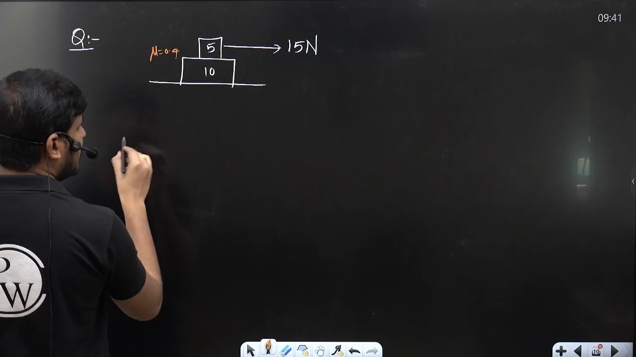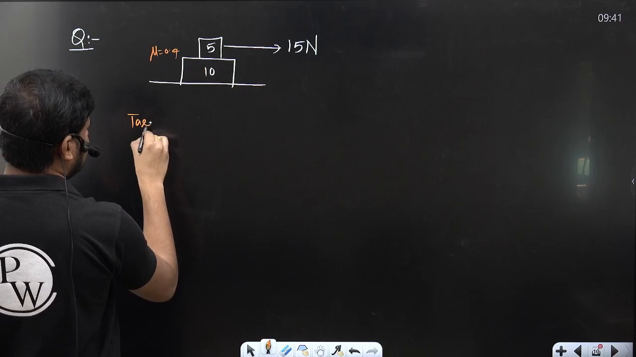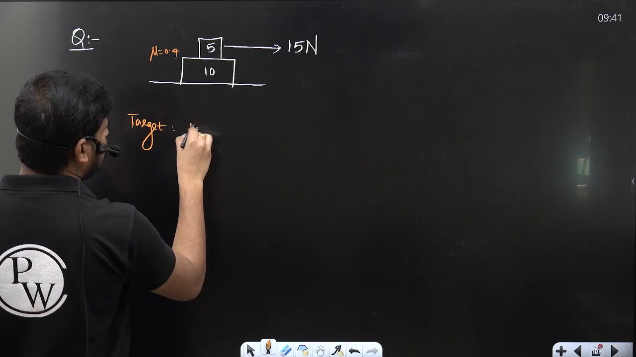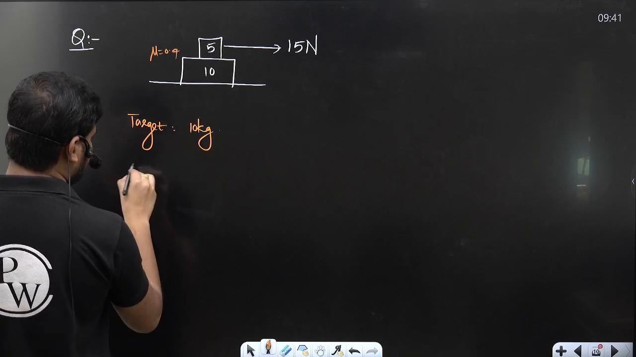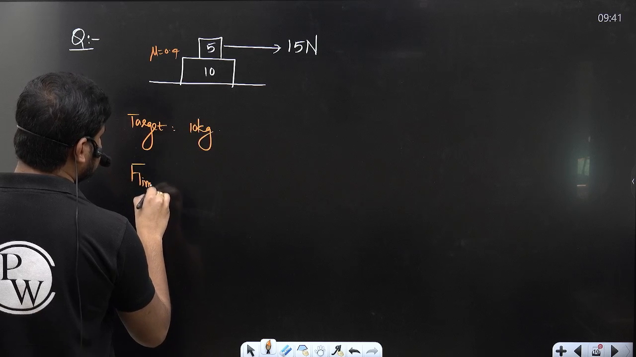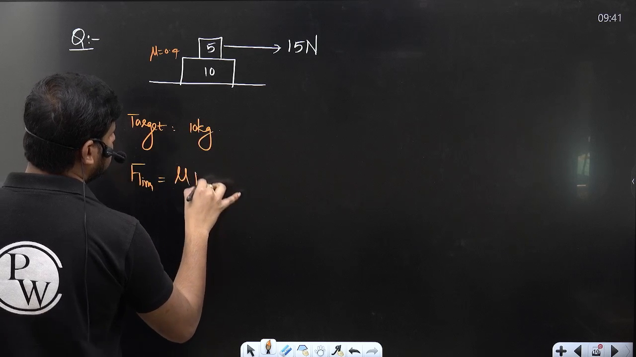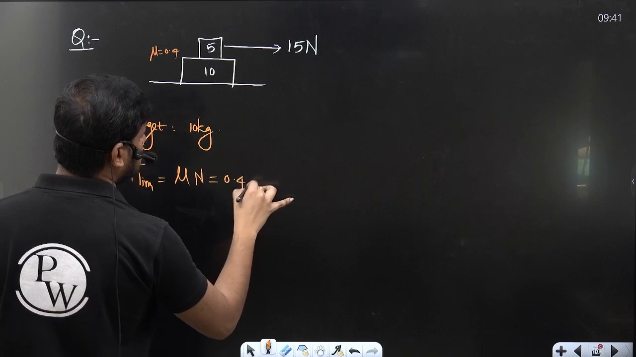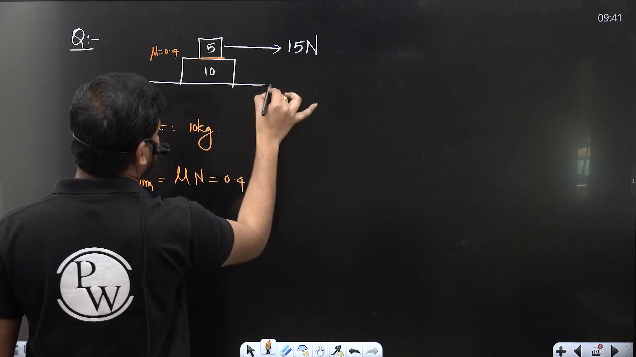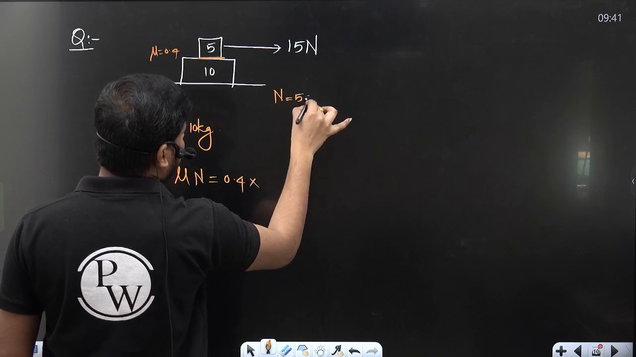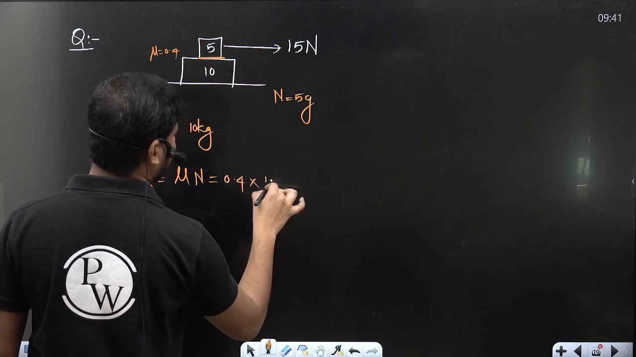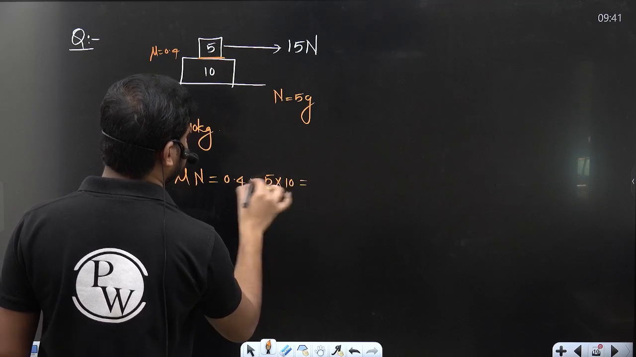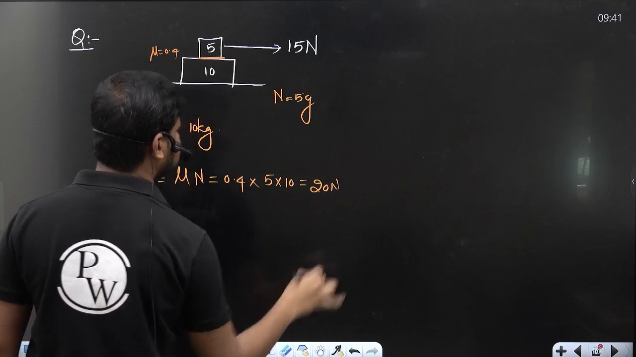So the first step, identify the target block. The target block is the 10 kg block. This is clear. And find what is F limiting. The F limiting is equal to mu into N. So mu is 0.4. So N is between these two blocks. Therefore N is equal to 5g. So 5 into g is 10, which is going to be 20 newtons. This is the F limiting.